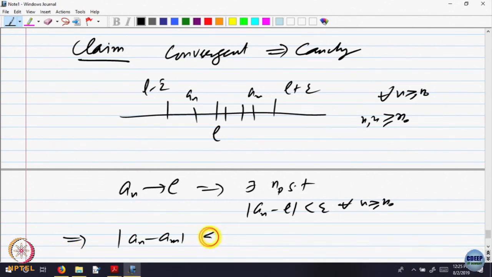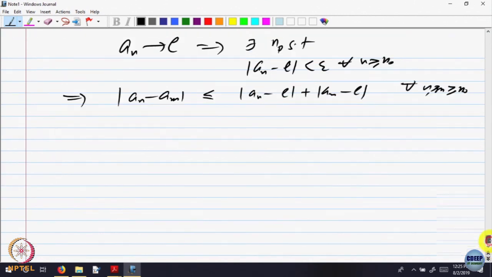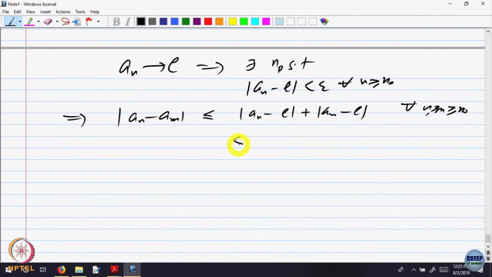So, let us bring in add and subtract. |a_n minus a_m| is less than or equal to |a_n minus L| plus |a_m minus L|. This is true for all n and m. So, in particular for n and m bigger than or equal to n naught, that says it is less than 2 epsilon, right, because each term is less than epsilon because of convergence. Is it okay? Because of this property, each is less than epsilon.